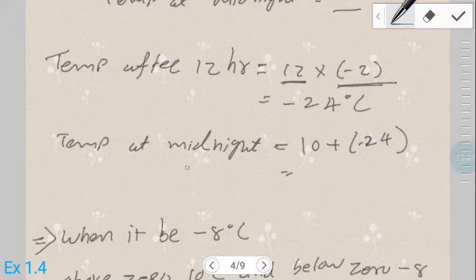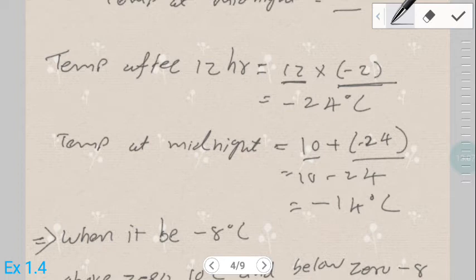So what is the temperature at midnight? So finally, what temperature is that? So we can say that it was above the zero, plus 10 degrees Celsius, and after 12 hours it goes to minus 24 degrees Celsius. So what is the difference, so I can write the difference is 10 plus minus 24, and I get minus 14 degrees Celsius. That means at midnight I will get minus 14 degrees Celsius.